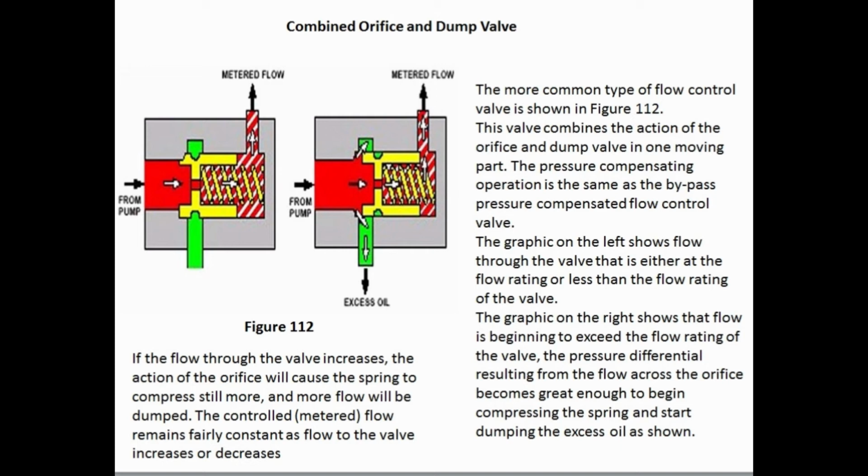The graphic on the left shows flow through the valve that is either of the flow rating or less than the flow rating of the valve. The graphic on the right shows that flow is beginning to exceed the flow rating of the valve. The pressure differential resulting from the flow across the orifice becomes great enough to begin compressing the spring and start dumping the excess oil as shown.